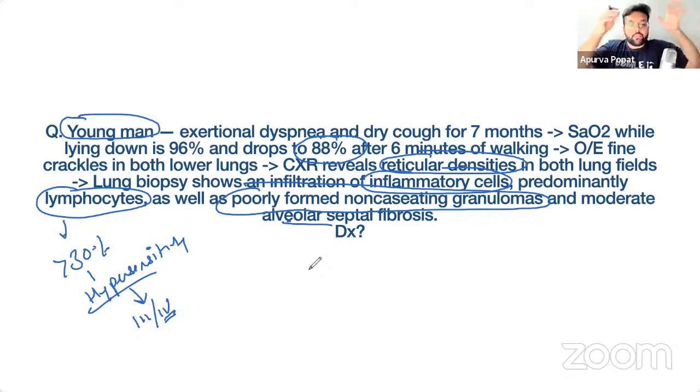Now, see, hypersensitivity pneumonitis can be acute or chronic. This patient probably had chronic hypersensitivity pneumonitis that has progressed to fibrosis as well. So, whenever you see this kind of scenario where you see predominant lymphocytes with poorly formed non-caseating granuloma and a lot of fibrosis, it's hypersensitivity pneumonitis, and it's a young man.